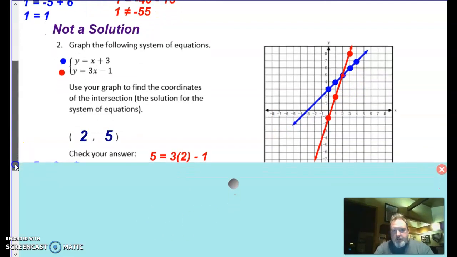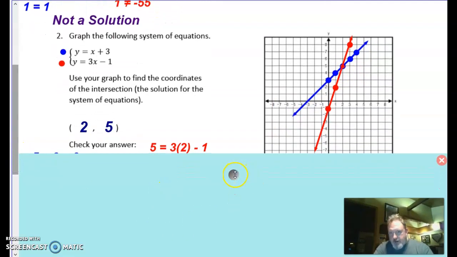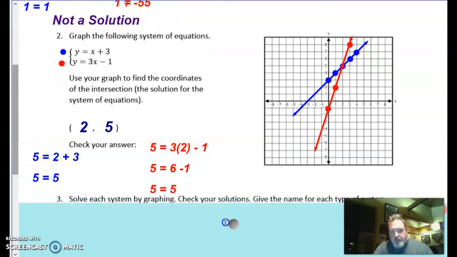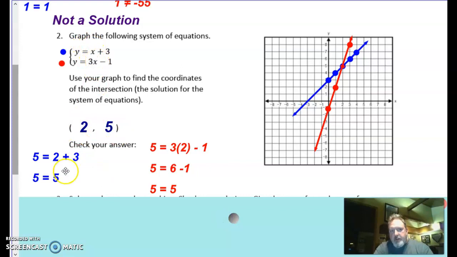And you'll notice the second part of this, they want us to check our answer. And so we will plug (2, 5) into both of these equations. And when we do that, we get 5 equals 5 for both. So that is indeed a solution. So we got the right point from graphing, and we wrote that right there.